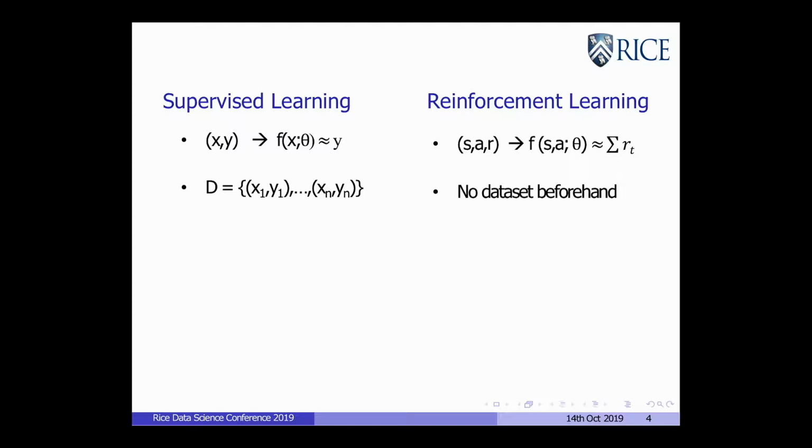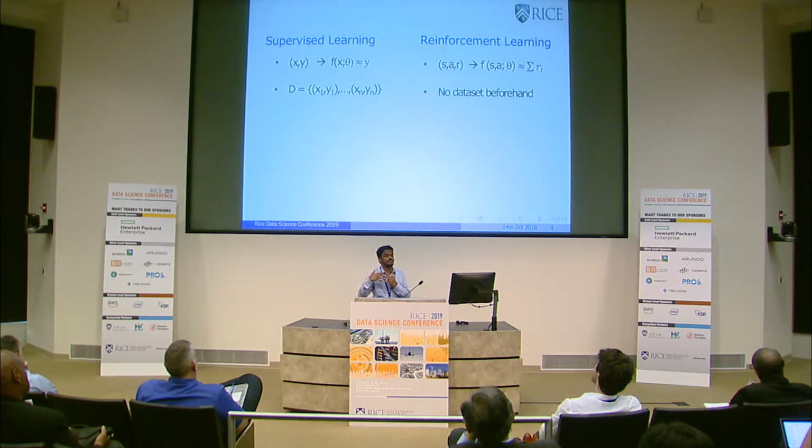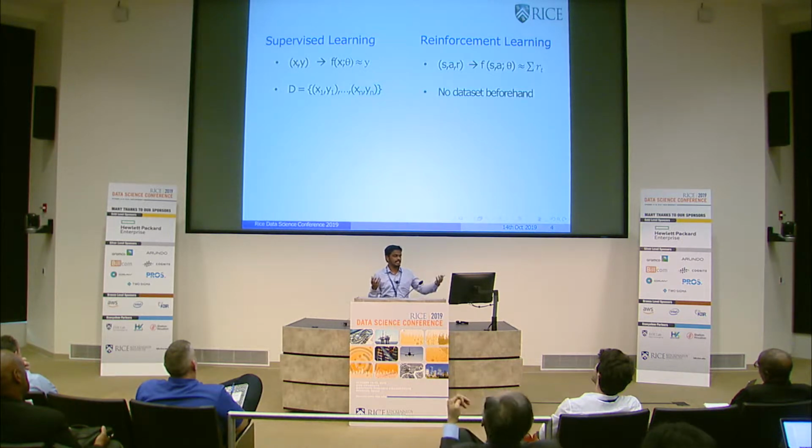So just to contrast with supervised learning, in reinforcement learning, we have a state action pair as an input, and what we want to predict is a temporal reward. So we want a cumulative reward that sums up over the future. We want our future reward to be large. Now, in supervised learning, we just have an input-output pair and we learn a function that maps the input to output. And we have a data set beforehand to start training.